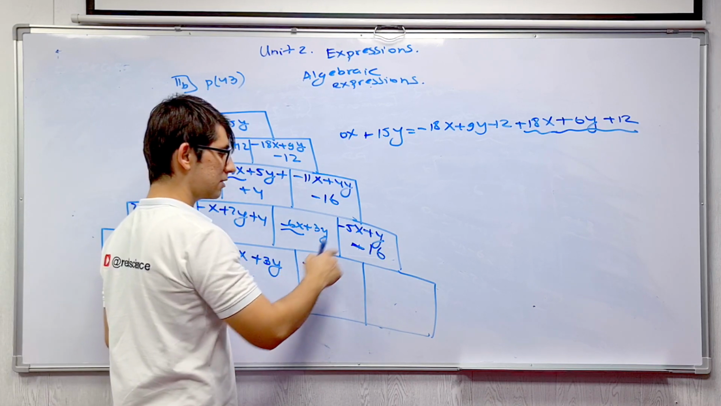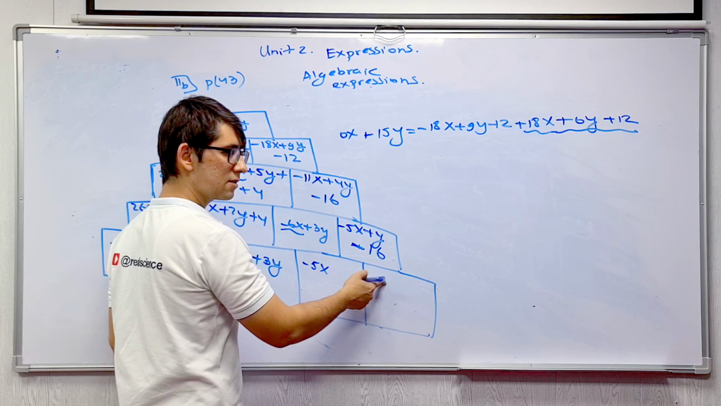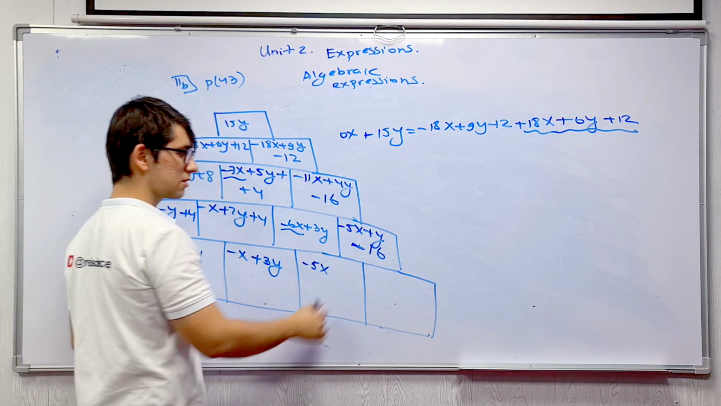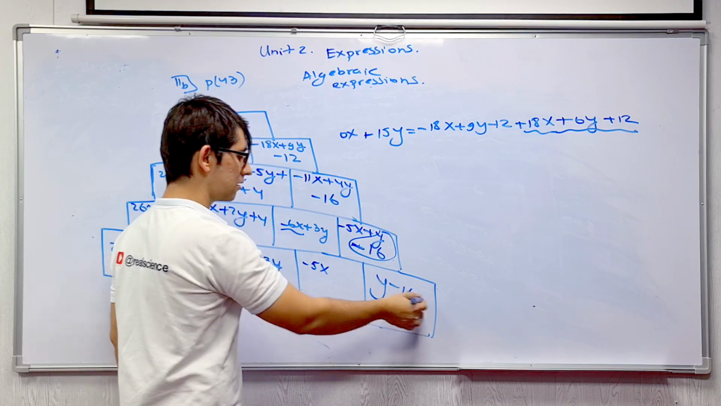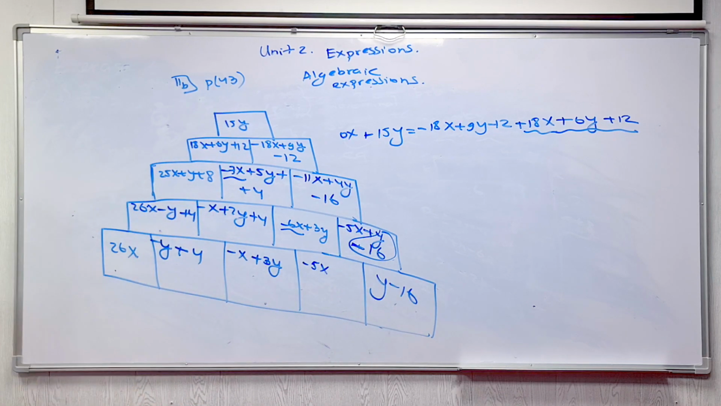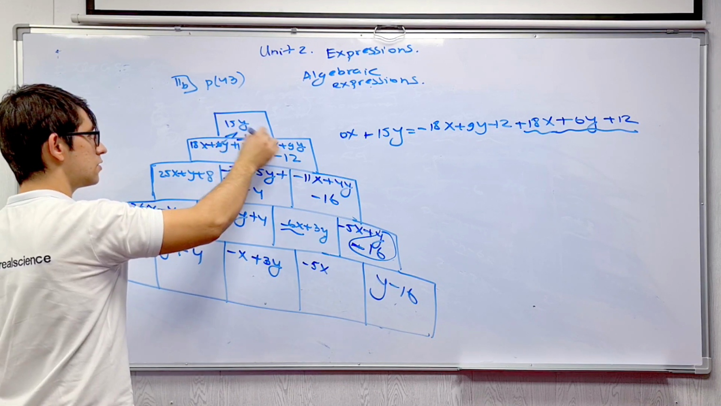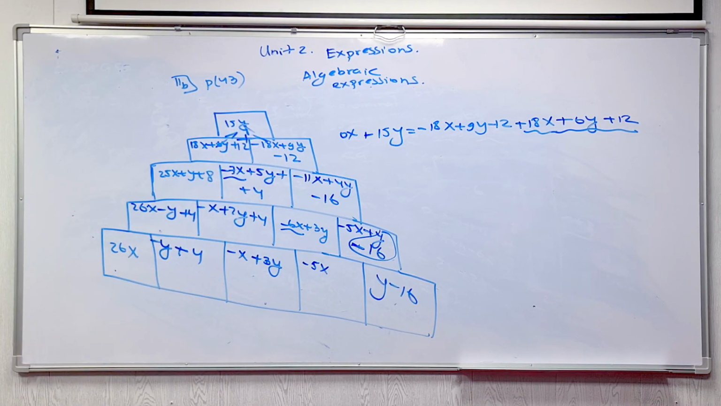So minus 5x, minus 5. Do you need x? No, we don't need x. Plus 6. So you just write this one. Plus y, minus 16. If you add them, you will get this. Okay? So you are adding these two to reach the top. So this is the rule, right? That's the one.